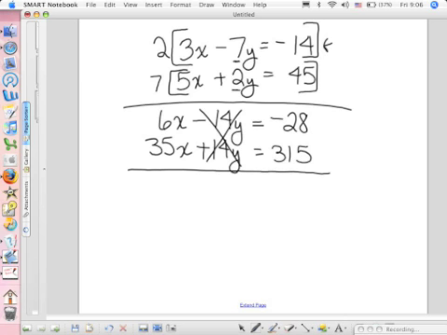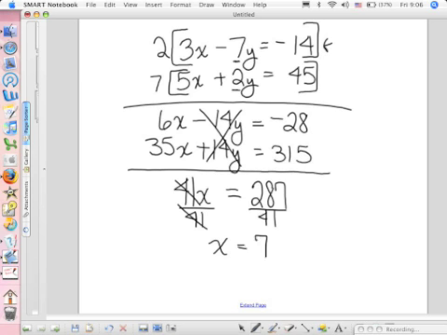6 and 35 is 41x. Keep your equal sign where it is. Negative 28 and 315 is 287. Simple equation, one letter left. All I have to do is divide by 41. 287 divided by 41 is 7, and x is 7.